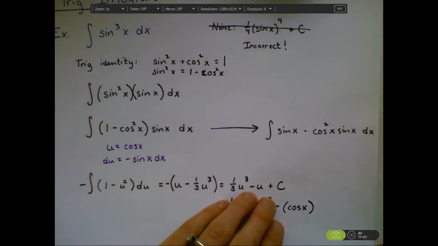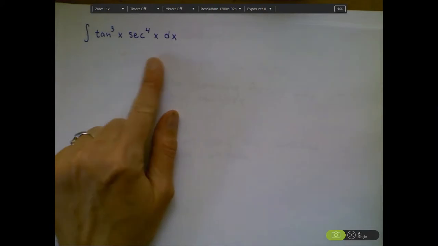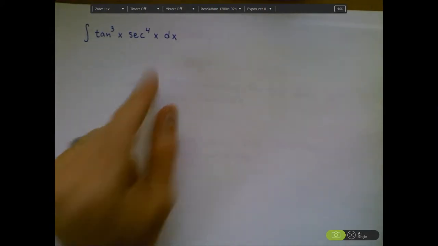Let's look at another example, and then we'll generalize what we've found. So in this next example, we don't have sines and cosines. We have tangent cubed and secant to the fourth. This looks sort of overwhelmingly complicated at first glance, but I'm going to remind us of a couple of facts, and that'll make this a little bit easier.